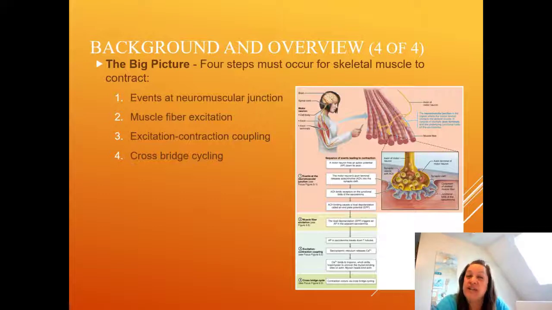Sarcoplasmic reticulum releases calcium. Calcium binds to troponin, which moves the tropomyosin, opening up the actin binding sites. Myosin can now attach, and those fibers can cross each other. Did you lose your mind yet? I think it's time. You need a deep breath. All right. So we're going to go through each of these steps.